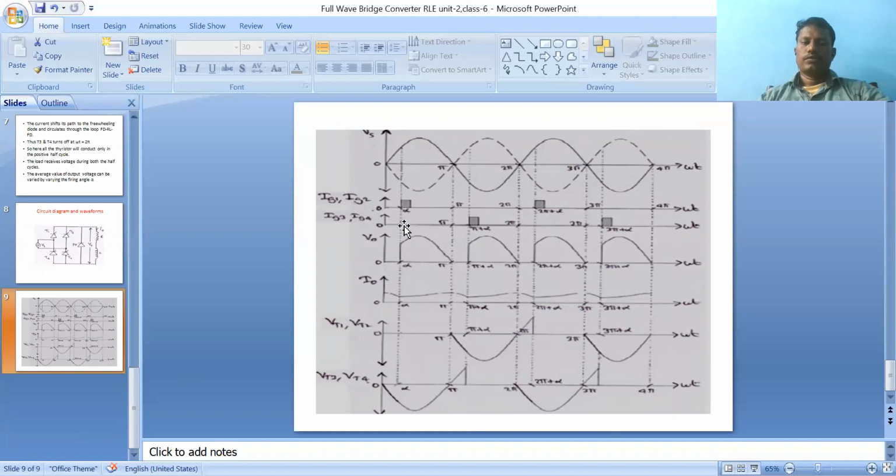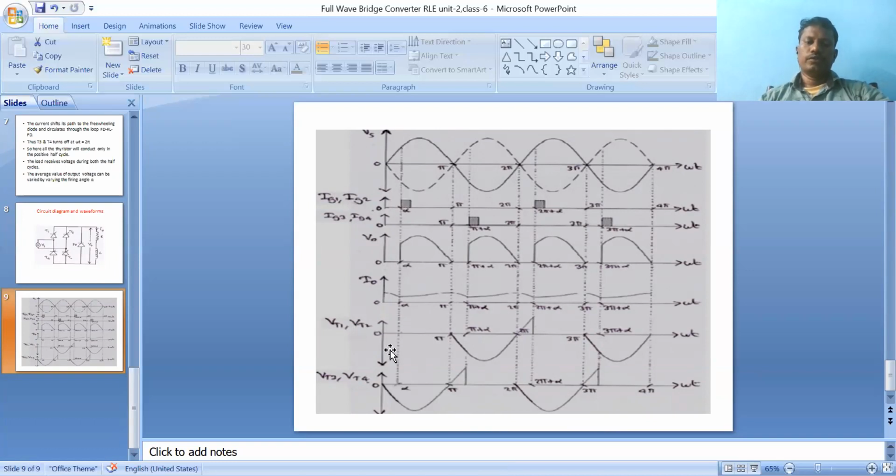See, alpha to pi, pi plus alpha to 2 pi, 2 pi plus alpha to 3 pi, 3 pi plus alpha to 4 pi, and so on like that. So we have the input voltage, gate current of 1 and 2, gate current of 3 and 4, output voltage, output current, and the voltage across thyristors 1 and 2, VT1, VT2, and VT3 and VT4. So let us take the first half cycle.